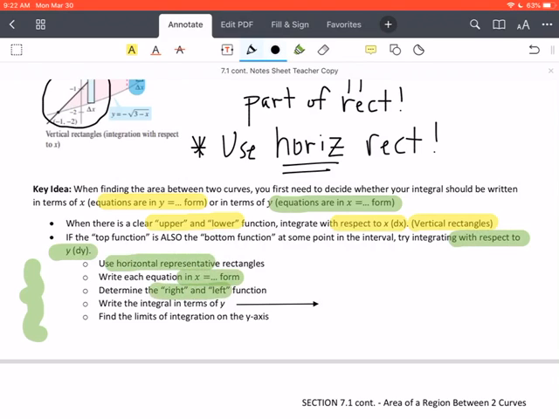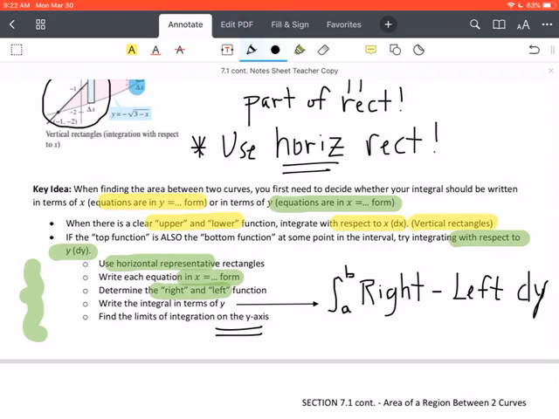So the technique for finding the region is going to be the integral from a to b, and those are found on the y-axis, not the x-axis. It's where the functions intersect. And in most cases that we are going to do, take right function minus left function. And again, what are we integrating with respect to? Y. So it's going to have a dy at the end.